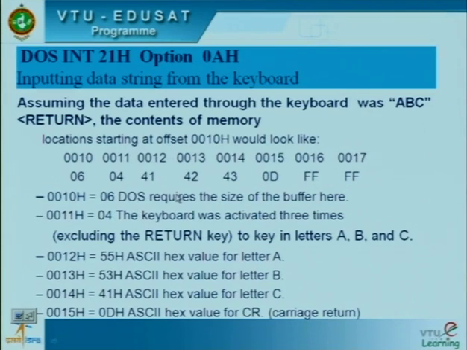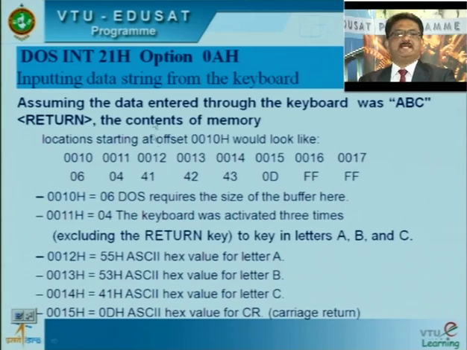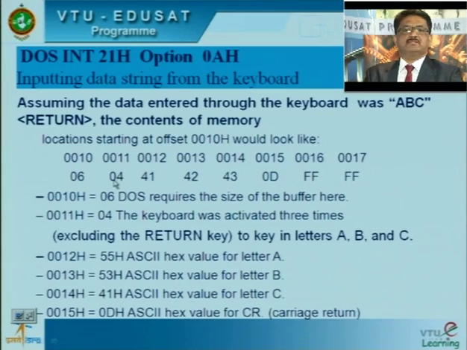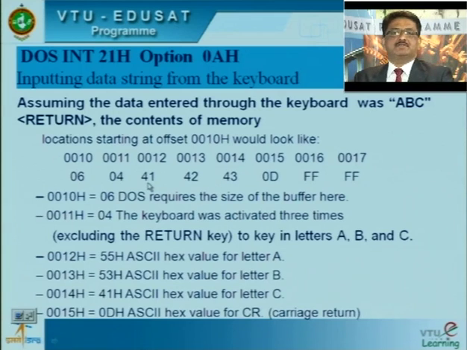Now here is an example. I am just trying to put in ABC. If I am putting ABC into this memory location, the total size of this buffer is 06, and the total values that I have added should be 3, because I have taken only ABC. 41H, 42, 43 are the ASCII values for capital A, capital B, capital C, and then I have pressed the carriage return, which makes me come out of this particular function.